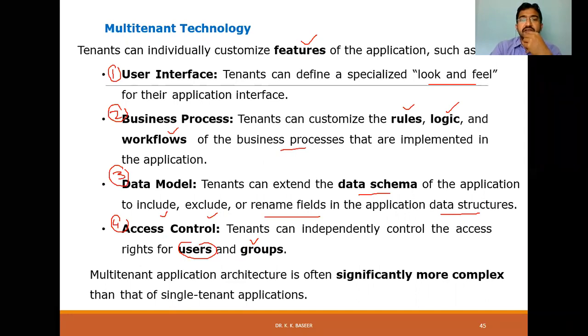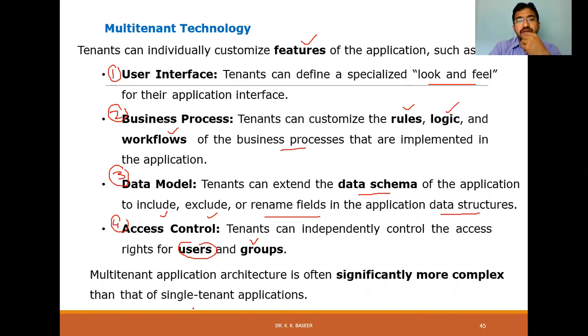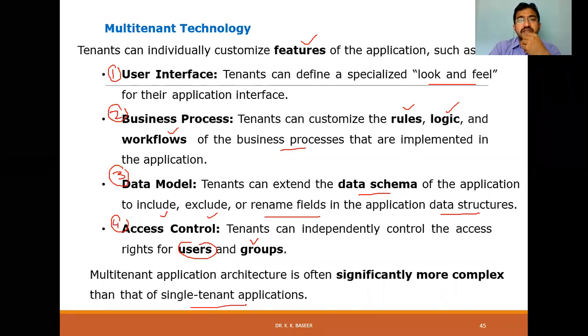So multi-tenant application architecture is often significantly more complex than single tenant application. Obviously, because a single tenant application is a separate application with a separate database, whereas in multi-tenant there is a single application with multiple databases, so definitely the complexity is more and more over there.